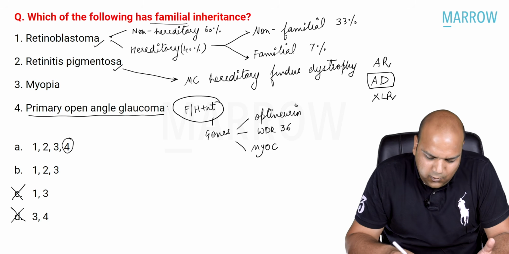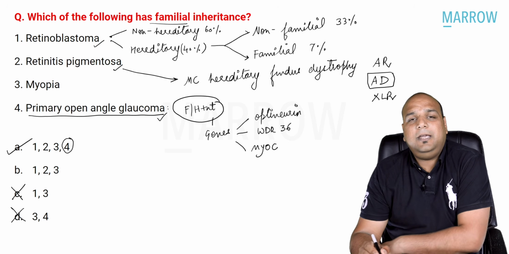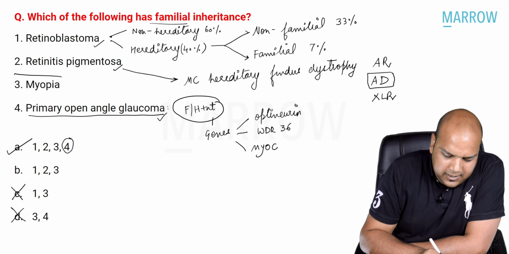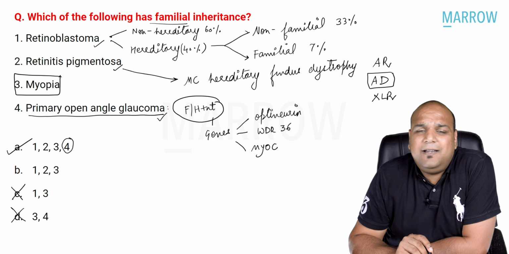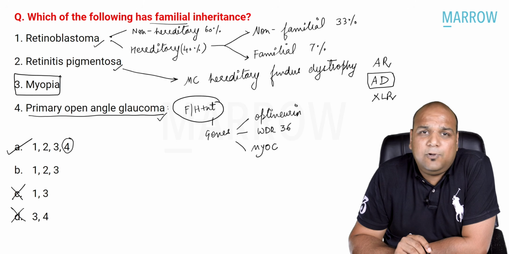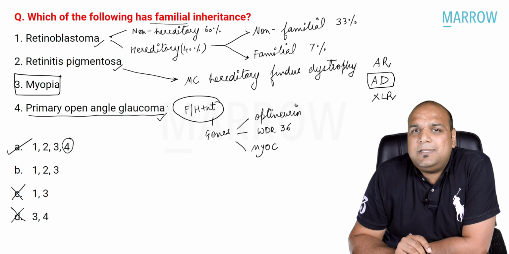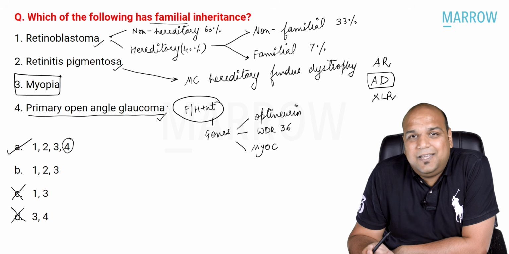Yes, so we know 1, 2 and 4 are correct. Based on this information, I could have clearly marked 1, 2, 3 and 4. But what about myopia? Myopia, there is no clear study which says that myopia is hereditary. Myopia refractive error is actually multifactorial. It has genetic influences, it has environmental influences, it is based on simple development, growth of the eyeball, axial length, everything.